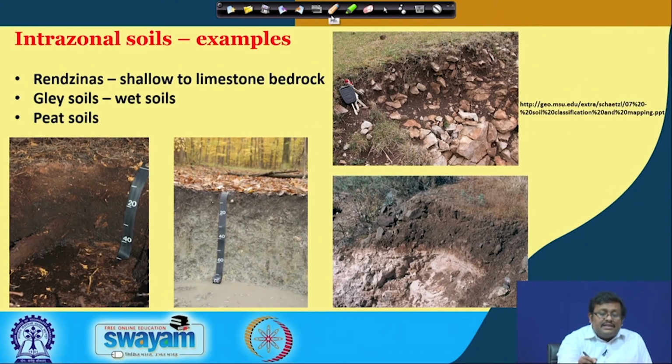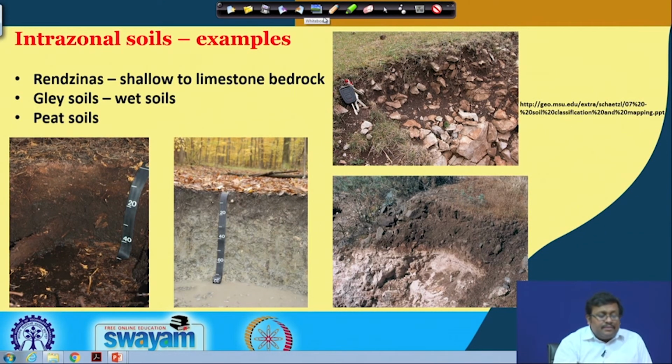Now, let us see some examples of intrazonal soils. Some intrazonal soil examples are rendzinas, which are shallow to limestone bedrock. You can see two examples here. Clay soils are wet soils, and claying is a property of wet soil. And finally, peat soil, which is an organic soil.